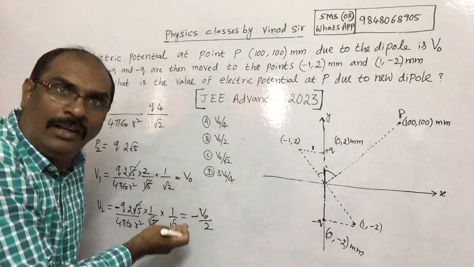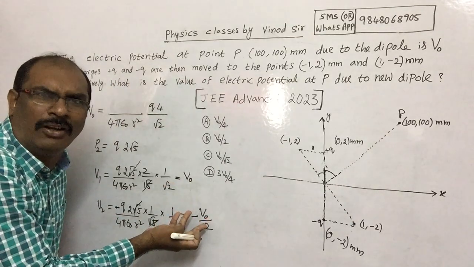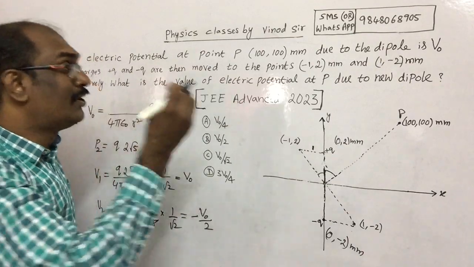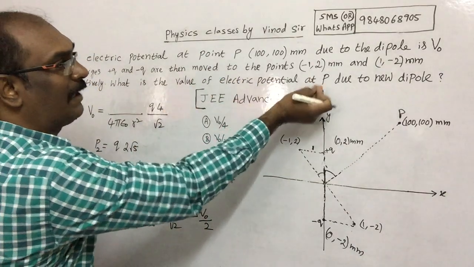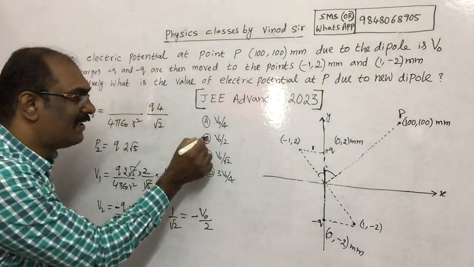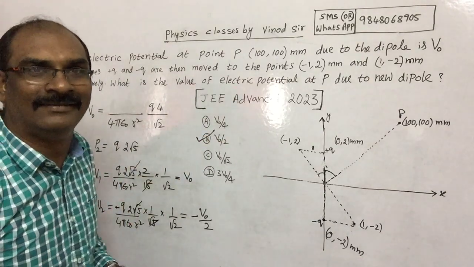I said if you add those two, you will get the answer. So V naught minus V naught by 2. So the answer becomes V naught by 2. So the electric potential at point P due to the new dipole is V naught by 2. Already it is there in the options. So this is our answer. Pick that answer.